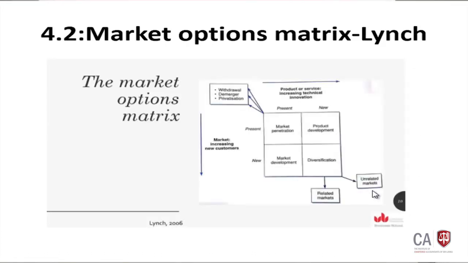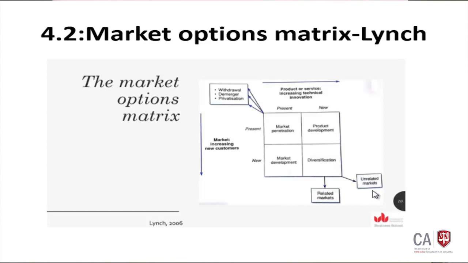Now here, if you look at this, Lunch expanded this ANSOP model a little bit more. He identified additional strategies to these 4 strategies. For example, withdrawal, demerger, and privatization strategies were also identified by Lunch. So I think it's clear for you.